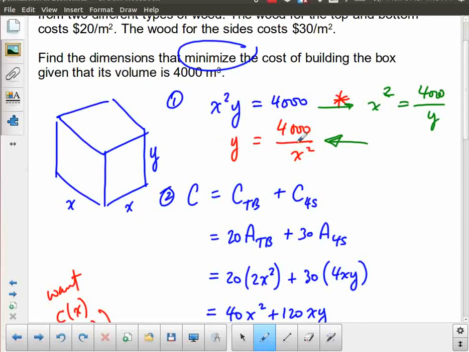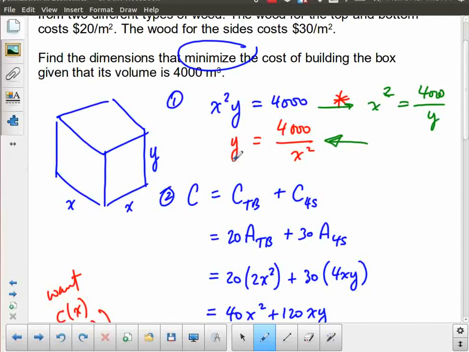That now does place a restriction here, because there's no way for x to go to 0, because if it did go to 0, that would require y to be infinitely large. The same thing is true the other way around: y can also not go to 0, because if the height of this box were 0, then the base of it would have to be infinitely large.